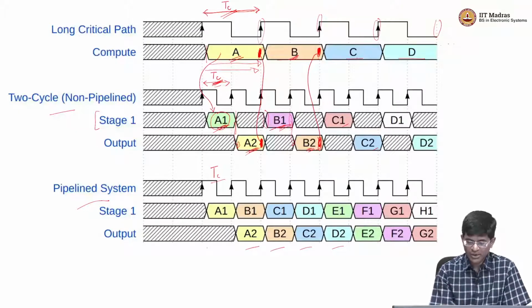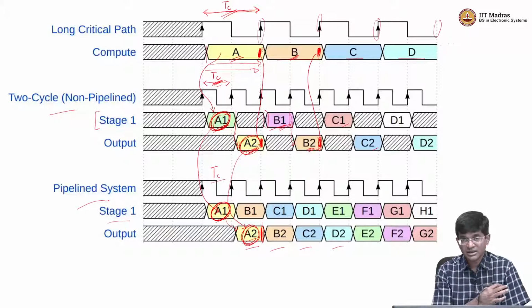Now let us look at what computation is actually happening. Stage 1 performs the A1 computation and hands it off to stage 2, which then performs the A2 computation and the data is ready here. This is exactly the same as what we saw here. The A1 gets computed at this point, the A2 gets computed at this point, and therefore I end up getting exactly the same result as in the finite state machine based two cycle system, which we already saw was exactly the same as having a long critical path based pure combinational system.